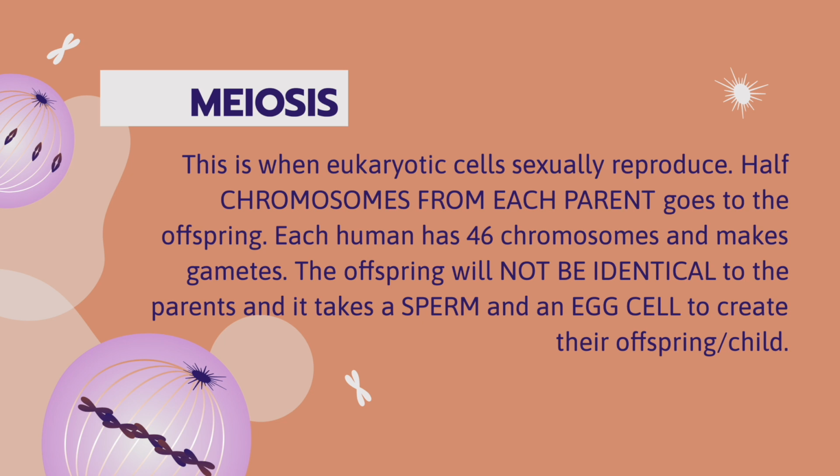Meiosis. This is when eukaryotic cells reproduce. Half of the chromosomes from each parent goes to the offspring, and each human has 46 chromosomes and makes gametes. The offspring will not be identical to the parents, and it takes a sperm and an egg cell to create their offsprings.